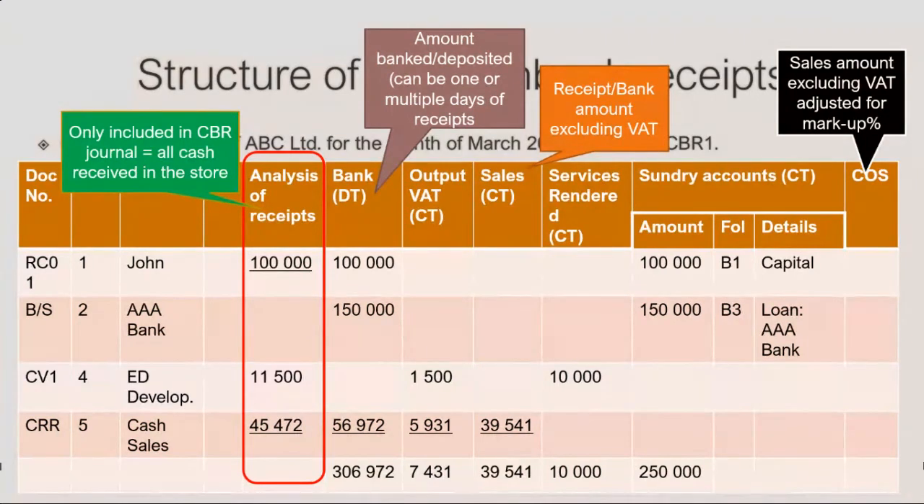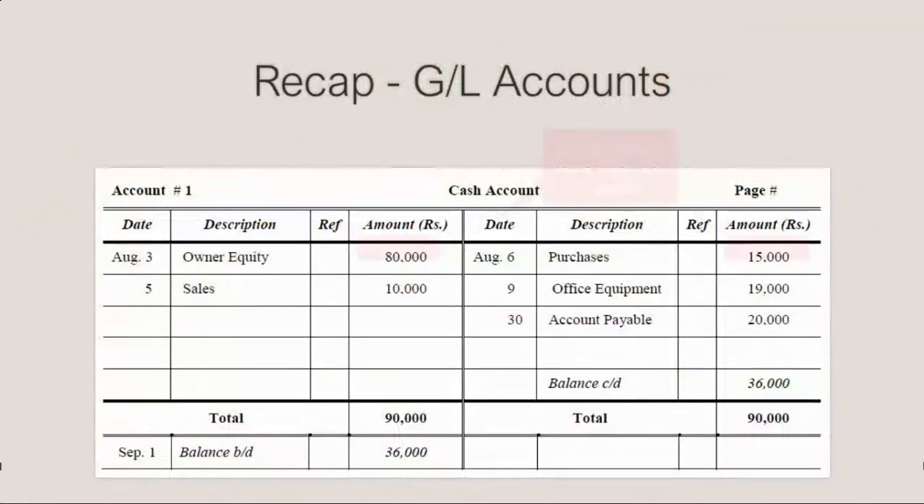Now that analysis of receipt column is only in your cash book receipts journal. It's not in your cash book payments journal. And then remember your sales amount is always excluding that. And then you use that column to work out your cost of sales and then using the markup percentage. So remember cost of sales is always excluding that as well. So that was just the main things that you had to take from last week's class.